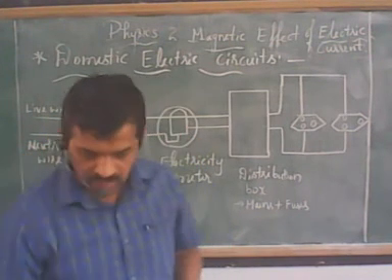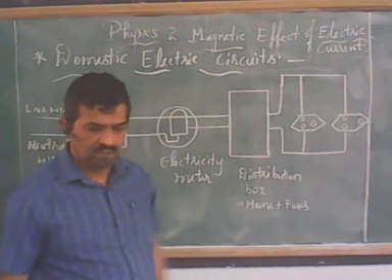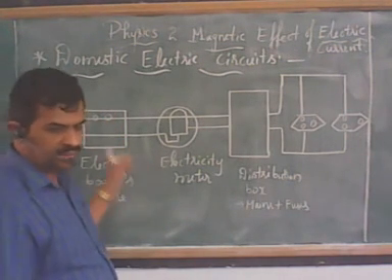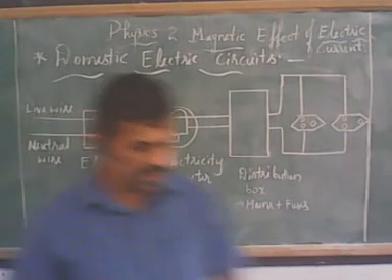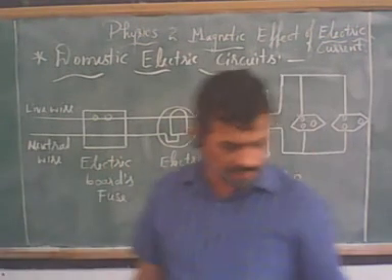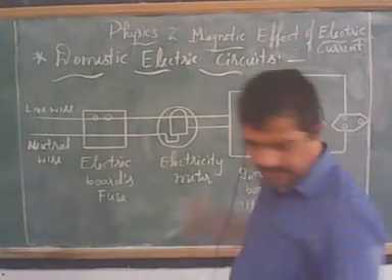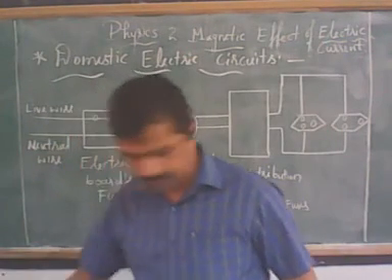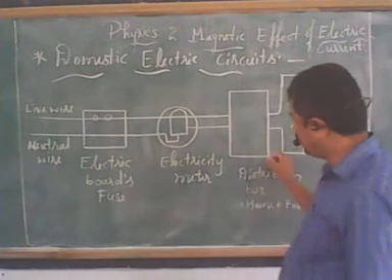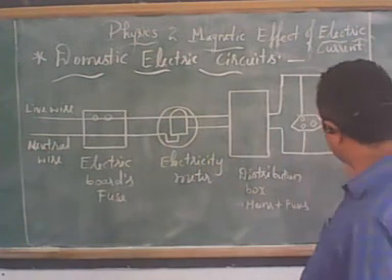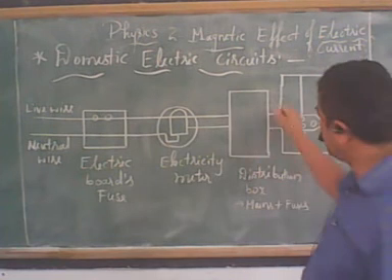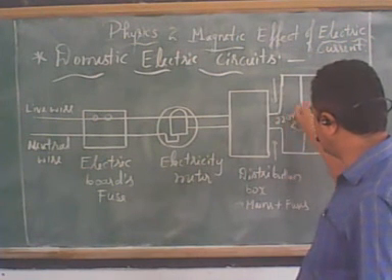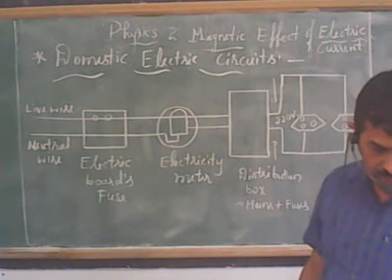Here, first of all, what we see is that the live wire and neutral wire are moving separately here. Then here we connect them. Then after that, it is moving here. Then here, 220 volts.